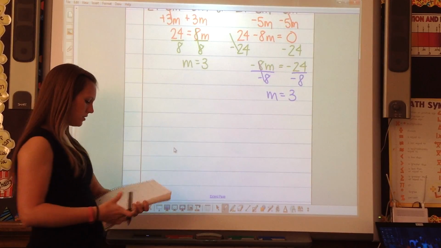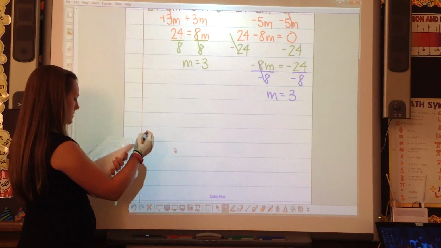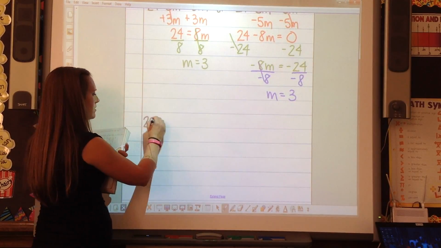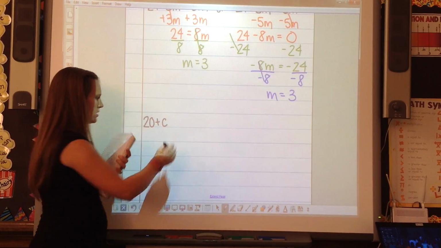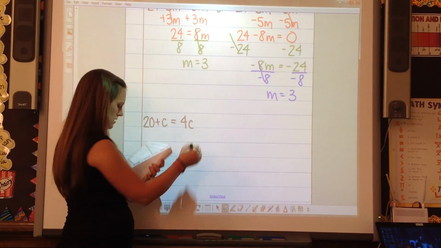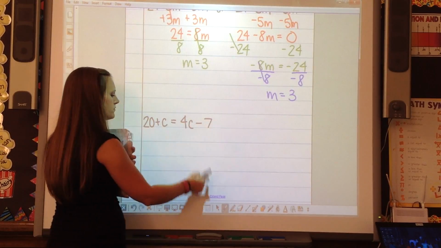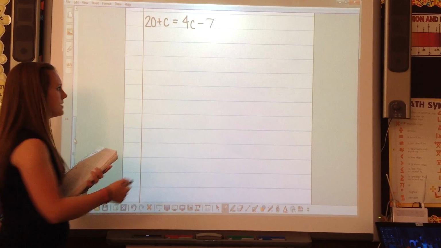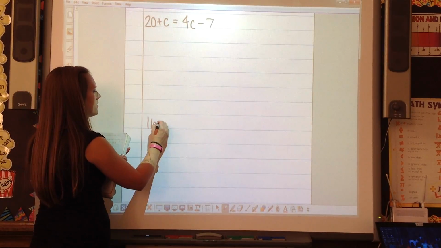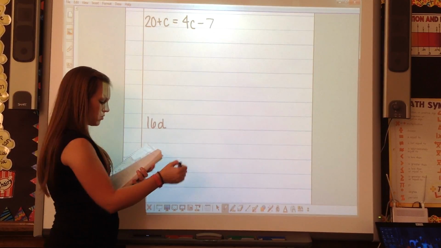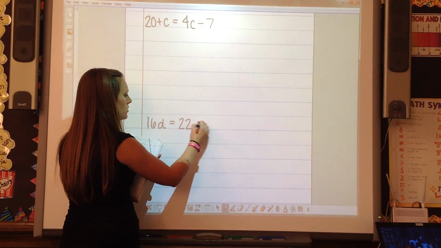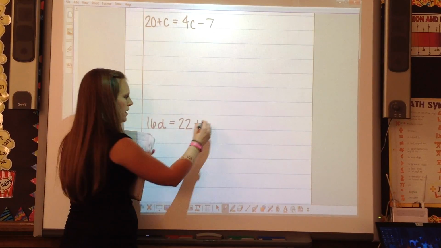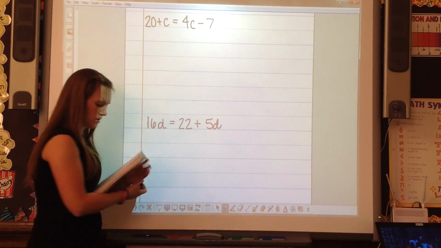Alright, your turn. Try these two problems. Try 20 plus c equals 4c minus 7. Also try 16d equals 22 plus 5d. Give those a try.